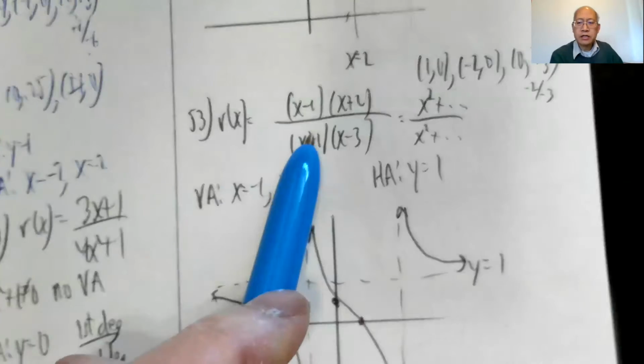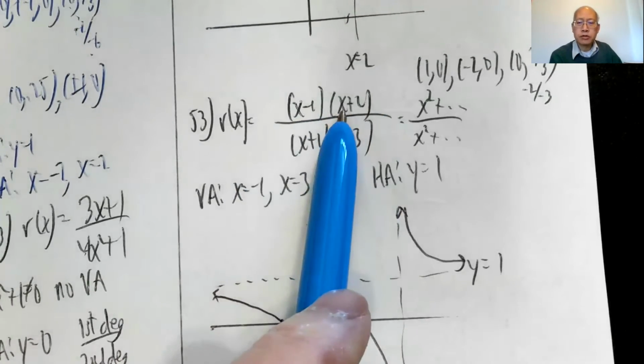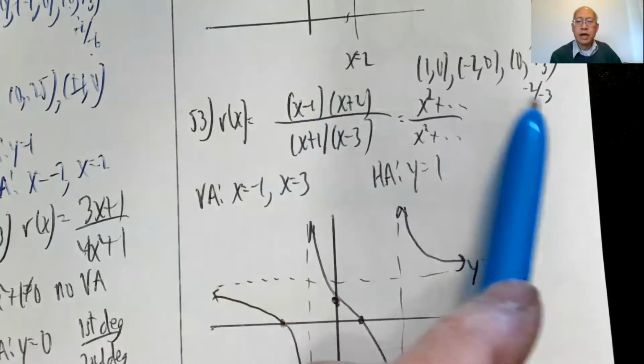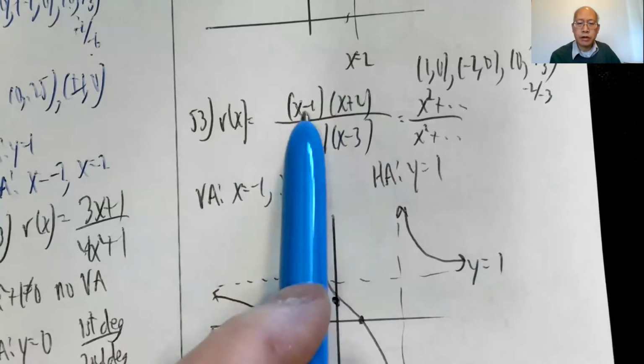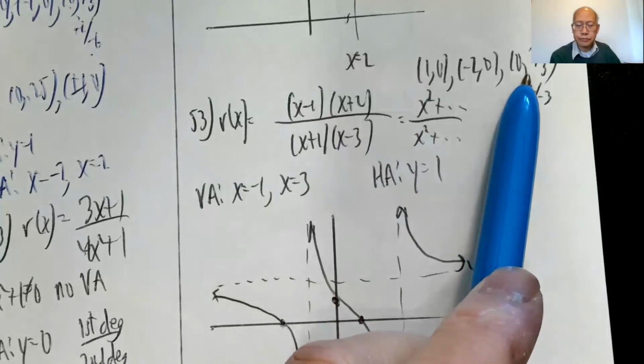Here's the original r of x. So my intercepts are (1, 0), (-2, 0). What makes a fraction equal to 0? When the numerator is 0. And when you plug in 0, I get negative 2 over negative 3, which is 2/3.